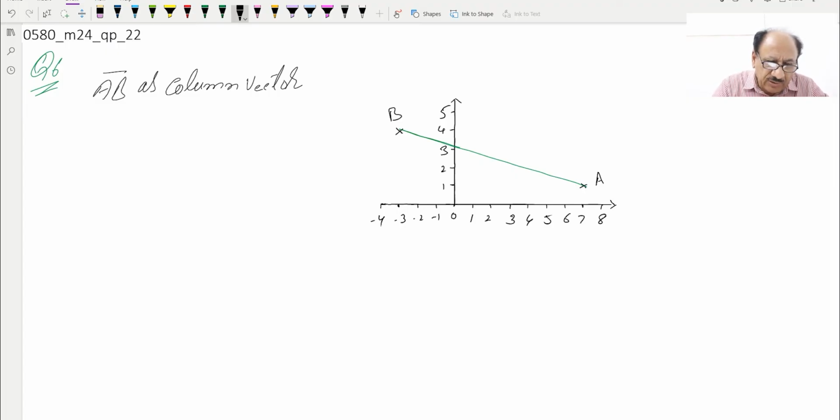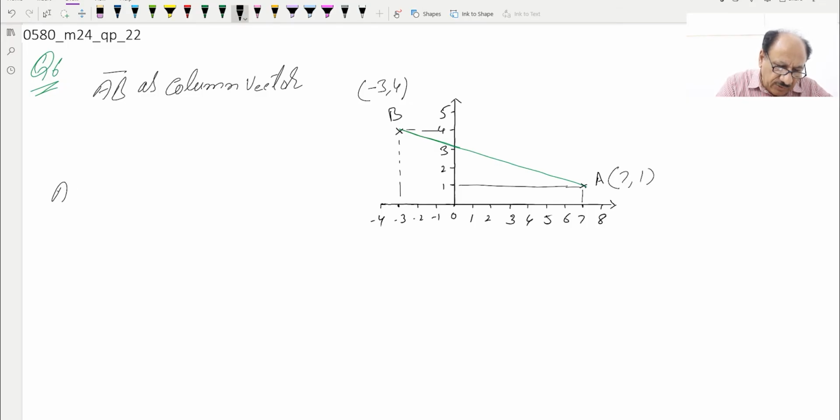So the coordinates of A we can write, that is 7 and 1. 7 will be this side and 1 will be this side. So 7 and 1, and the coordinates of B will be -3 from this side and 4 from this side. So we can write -3 and 4. So in the form of a column vector, we will be writing the coordinates of B first.